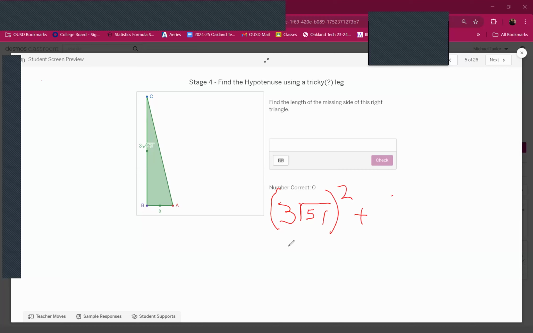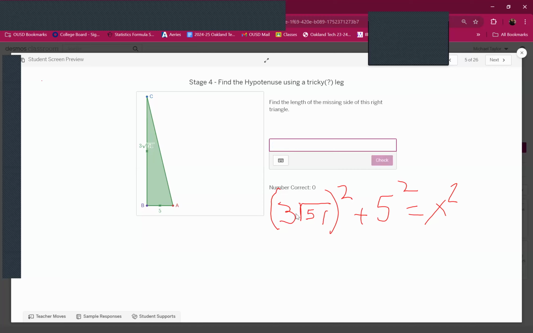Plus 5 squared equals x squared. And once again, let's get a sense of what that number is. The square root of 51 is 7.143. If I multiply that times 3, this thing is about 21.4 long. If I use 21.4, I'll get an answer that's close, but I want an answer that's exact. So I'm not going to use the 21.4.